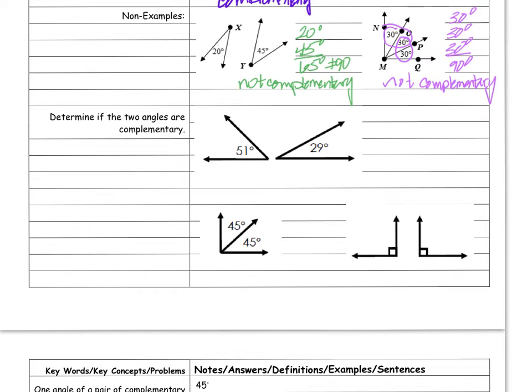So my first set is here, so I'll number that number 1. And all I'm going to do is take the two numbers, and I'm going to add them together and see if they equal 90 degrees. Well, let's see. So I'm going to take 51 degrees plus 29 degrees and add that together. Well, 9 plus 1 is 10, carry the 1, 5, 6, 7, 8. Well, that's 80 degrees. So is that complementary? No, not complementary.